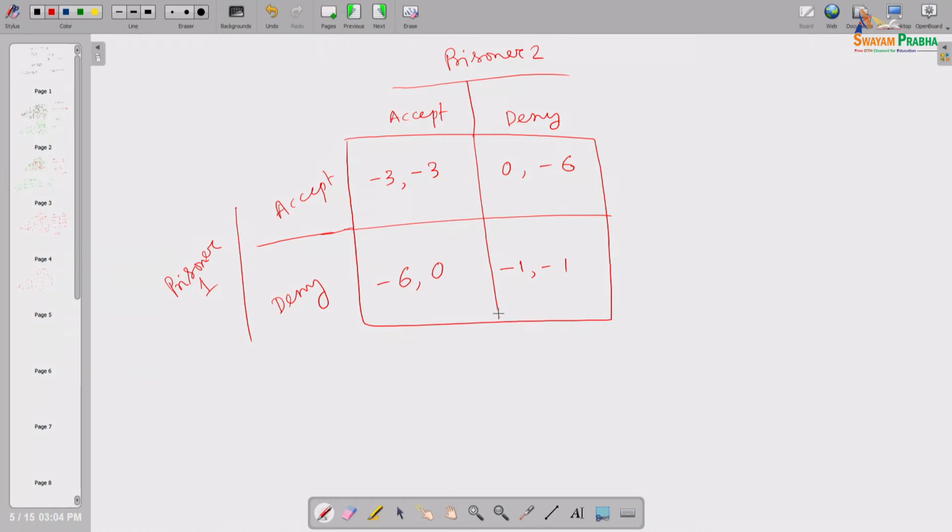So, look at here the payoff structure, an interesting story is involved. When both of them are accepting, what will happen? Then the judge is coming to the decision that definitely they jointly made the crime. So, each of them will get -3, as if the -3 is basically 3 years of imprisonment.